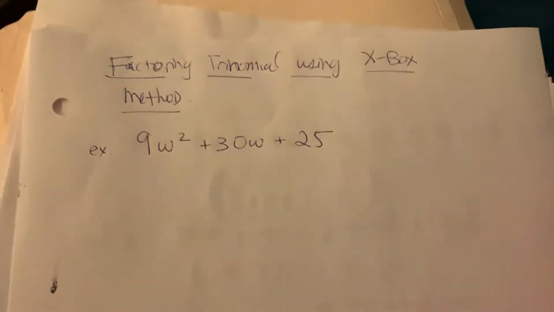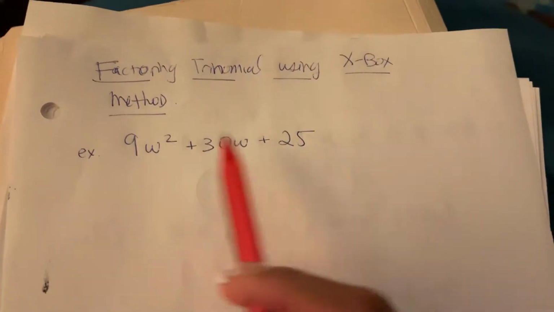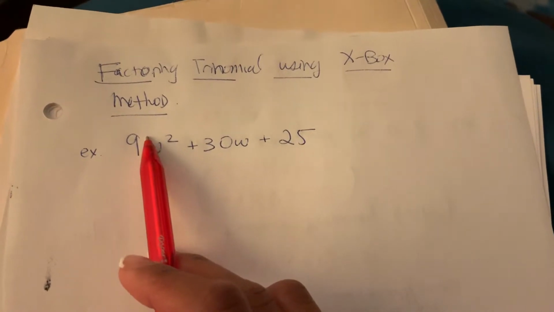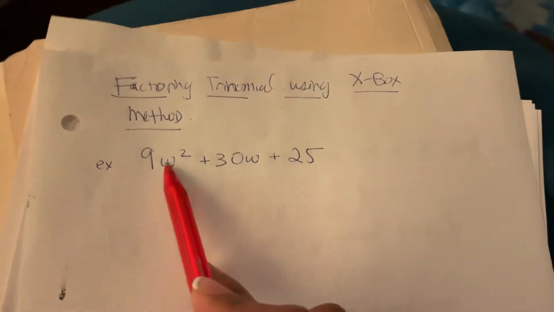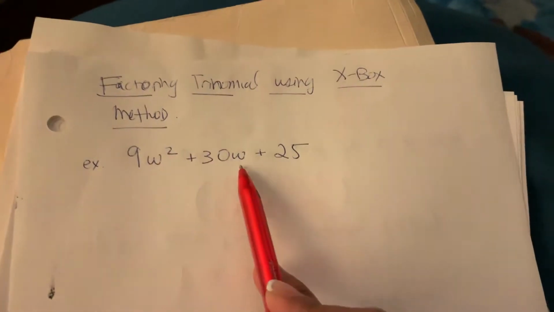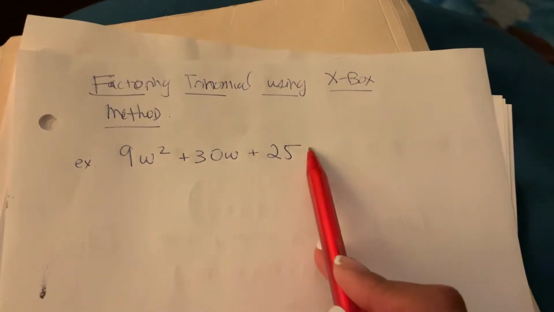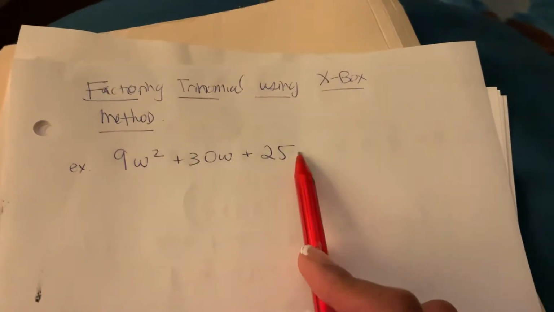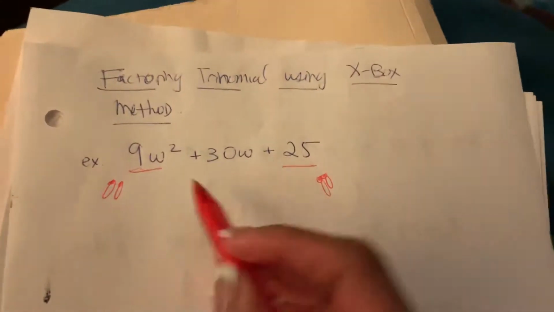So Xbox method. So here is the example. Make sure that the polynomial is written from highest order to lowest. So the highest exponent first, w squared, w, and then the constant with no exponent. So make sure it's from high to low. And what I do is I first look at the first term, and then I look at the last term. Those are the eyeballs.